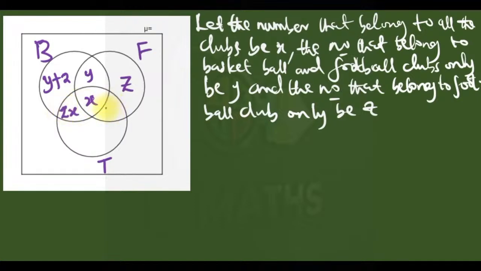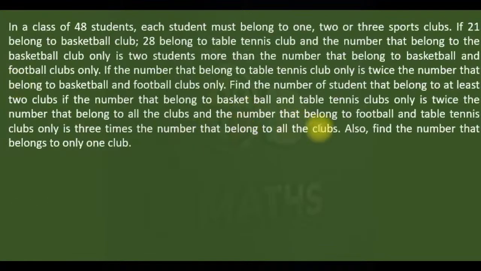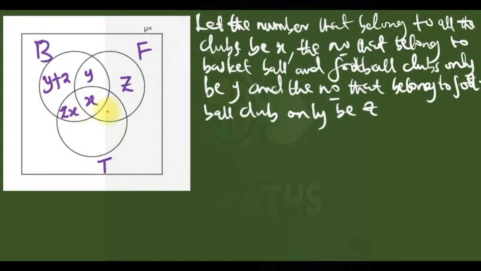So we're almost there. Why did they say football and table tennis only? The number that belongs to football and table tennis club only is 3 times the number that belongs to all the clubs. So here is 3x, because they say table tennis and football only, which is this.